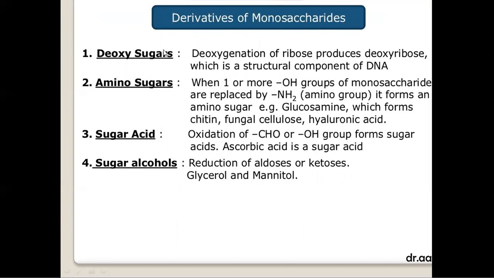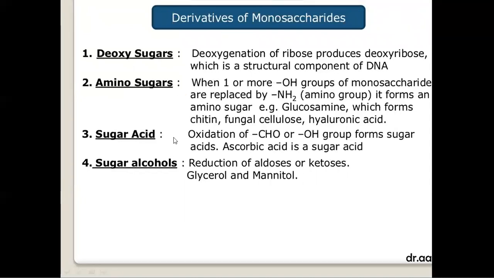In deoxy sugars, the hydroxy group present at the second carbon is absent. That means there is no hydroxy group at the second carbon. That is called deoxy sugars. In amino sugars, an amine group is present, which replaces the hydroxy group in the sugar. That means a hydroxy group is replaced by an amine group, then it is called an amino sugar.